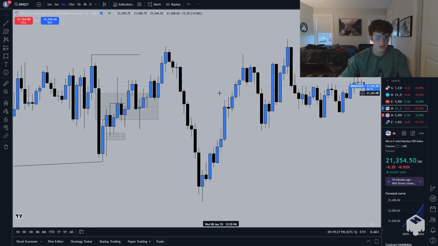I'm just gonna get rid of this. I don't need this, but we inversed the 5-minute imbalance, creating a BPR as well. So we just created now this 5-minute imbalance. I say, okay, now we're probably going to respect it and move back up, especially because we also broke 5-minute structure on this candle here.